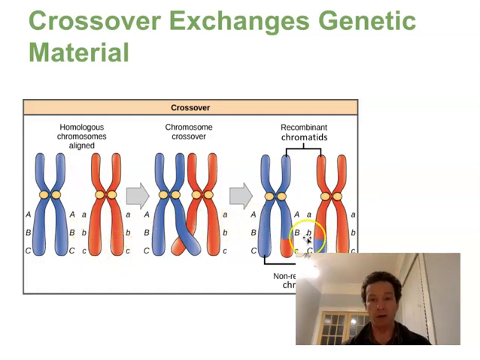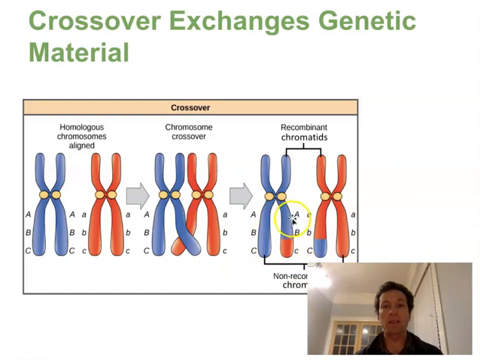However, after crossing over has finished, you can see now this chromosome, this sister chromatid on the left, still has big A, big B, and big C, but now we have a new genetic combination. Specifically, we now have big A, big B, and little c all on the same sister chromatid. So that's new. And on this sister chromatid, for the other homolog, we now have little a, little b, and big C. Again, a new genetic combination.